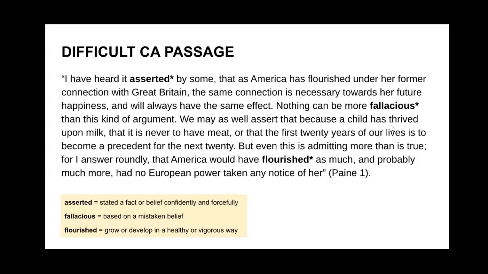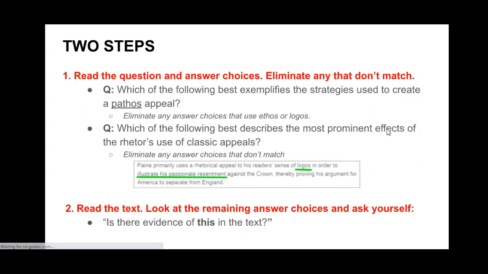And that's it. So just use those strategies whenever you are testing, if they tell you the appeal that's being used and ask about the effect. Just look at the answer choices first. Look at the answer choices first and eliminate any that don't match. Then look at the text to determine which of the remaining answer choices is the right one.